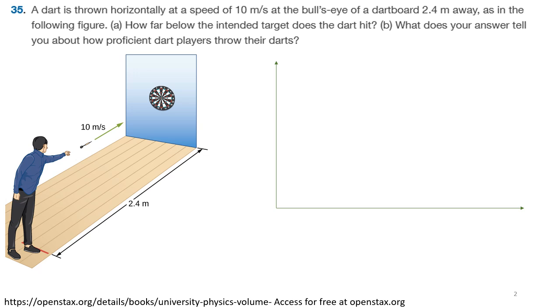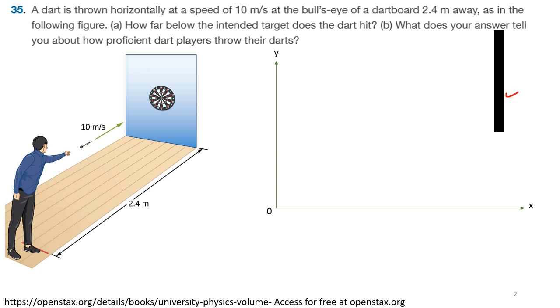Now first we need a coordinate system, x and y. 0 is the origin, this is the y-axis, and this is the x-axis. When you throw the dart, it starts from the origin. So the x position is 0, the y position is some value, but x is 0. From there the dart starts to move. After some time, the dart hits the dartboard.